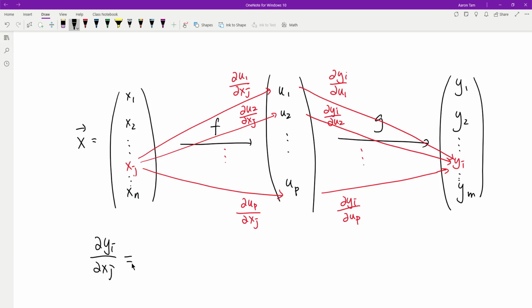And that would be equal to, let's start by examining how x sub j changes u1, which then in fact changes y sub i. And when I do that, that would be formed by dy sub i over du1, which is how u1 changes y sub i, combined with how x sub j changes u1.